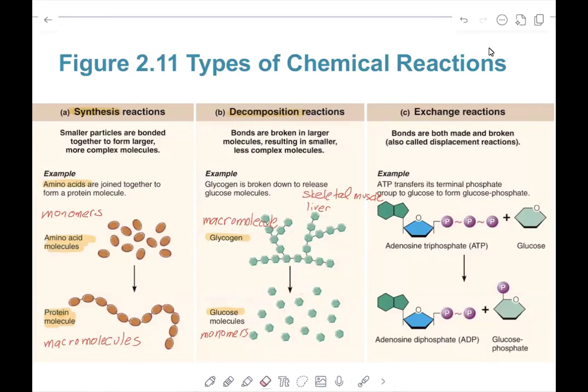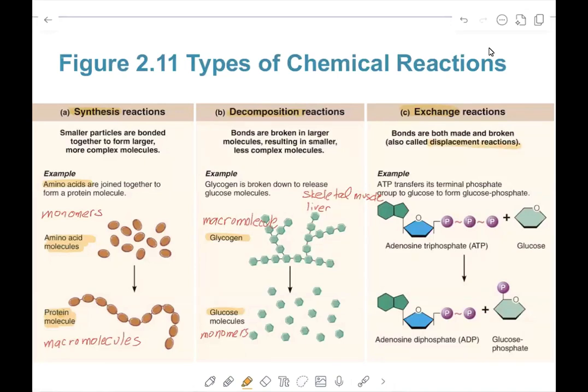The third type of chemical reaction you need to know is an exchange reaction. I always like to think of this as if there's a couple that goes on to the prom and there's someone that goes stag. We used to call it stag back in my day, but they go by themselves. So at the prom, what happens is the person that was by themselves then ends up dancing with the date of somebody else. That would be an exchange, if you will. And in the body, it's also called a displacement reaction.